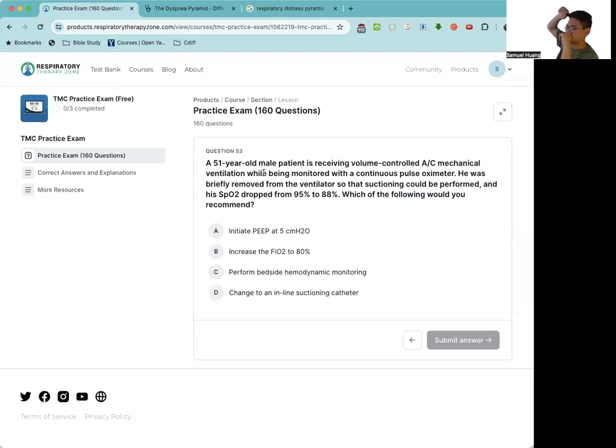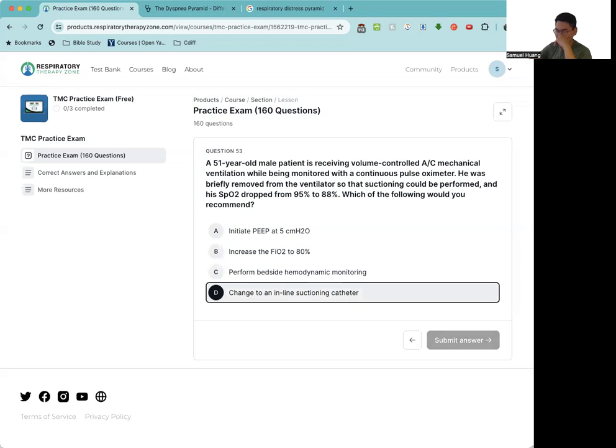51-year-old male, volume control, AC, mechanical ventilation, has pulse ox. Remove from the ventilator and it drops. When you're suctioning and you remove them from the ventilator and they desat, surprise Pikachu face, of course they're gonna desat when you remove them from the ventilator. So the answer is not to remove them from the ventilator when you're suctioning. You want closed suctioning, inline suction.